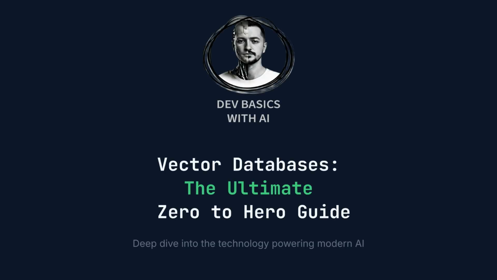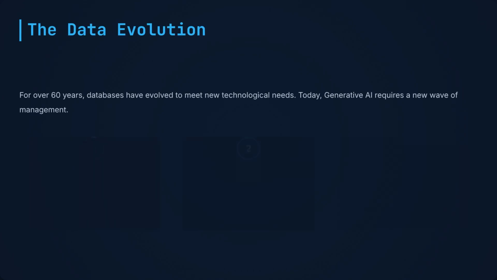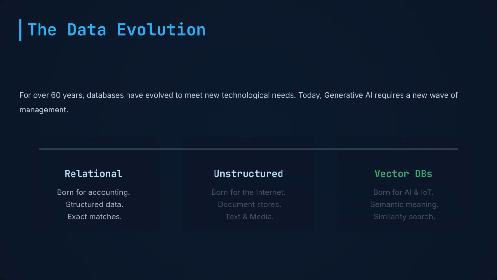Welcome to the ultimate zero-to-hero guide on vector databases, where we'll dive deep into the technology powering modern AI. Databases have evolved over 60 years. We went from relational for structured data and exact matches to unstructured for text and media. Today, vector databases are born for AI, focusing on semantic meaning and similarity search.